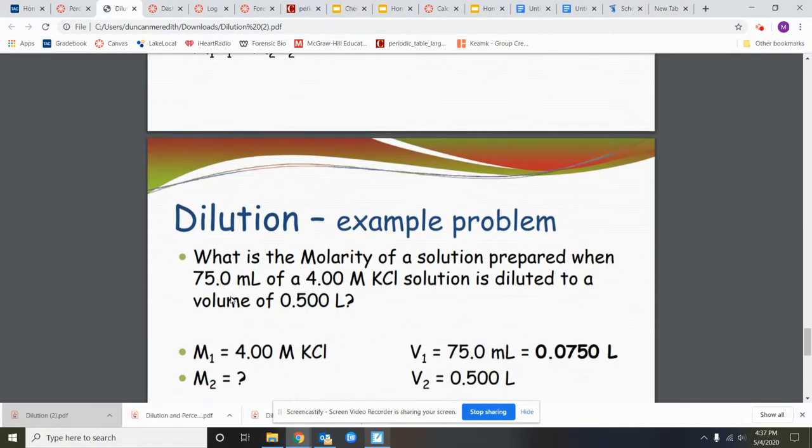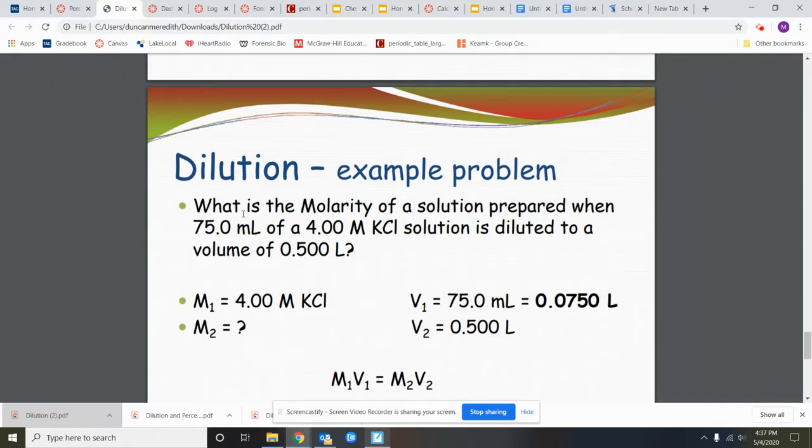Okay, so let's do an example problem here. What is the molarity of a solution prepared when 75 milliliters of a 4 molar potassium chloride solution is diluted to a volume of 0.5 liters? Okay, a couple things in here that I want you to pay attention to. First of all, it's asking for the molarity, so we know that we're solving for molarity. It's telling you that you have an initial molarity of 4.